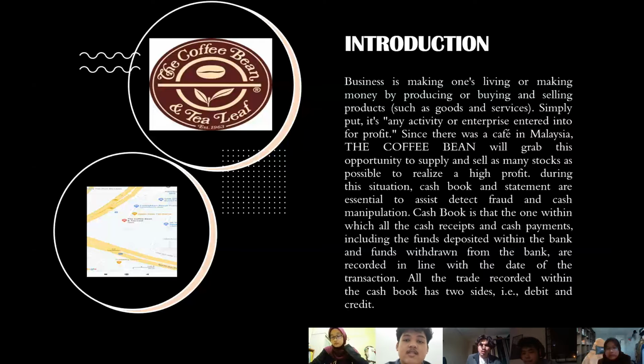During this situation, cashbook and statement are essential to help detect fraud and cash manipulation. Cashbook is the one within which all the cash receipts and cash payments, including the fund deposited in the bank and fund withdrawn from the bank, are recorded in line with the date of the transaction. All the trades recorded within the cashbook have two sides, debit and credit. For uses and reasons, I will give to Nur Syamin Syahira.